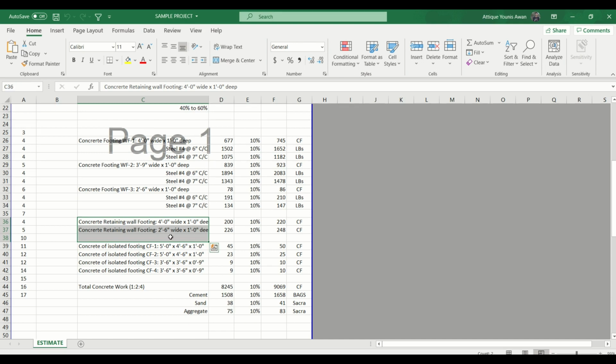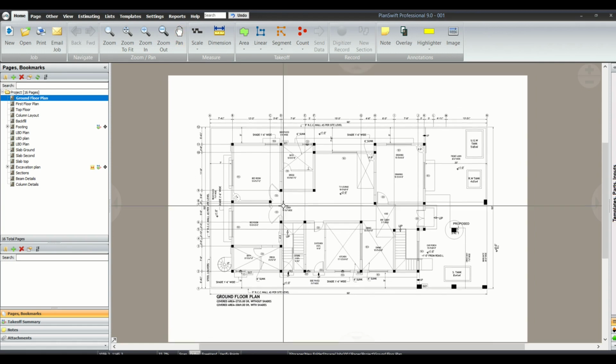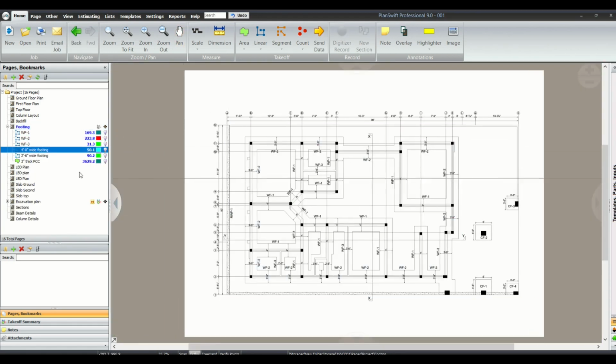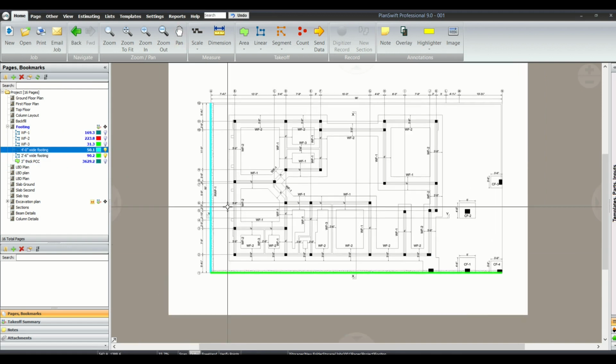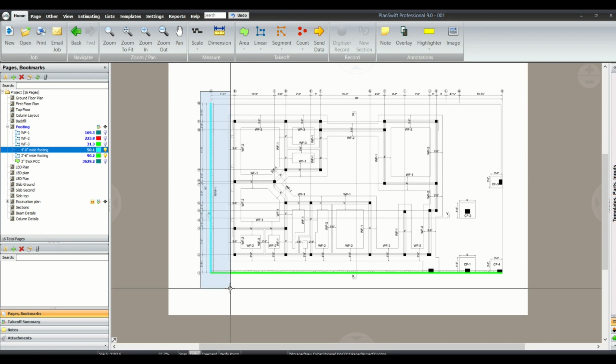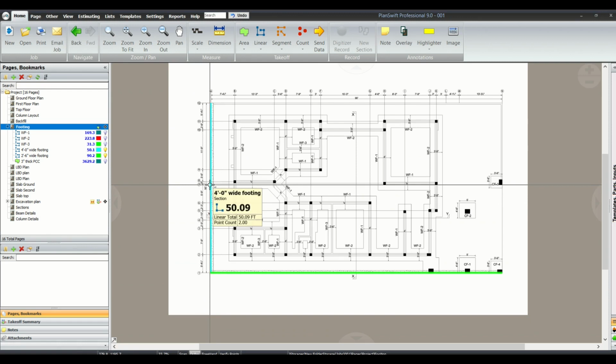And you know that we have these sets which we have uploaded in PlanSwift. Let me just close all the other markups. And yes, we have just opened the markups of only retaining wall. So we have seen that this retaining wall has a 4 feet wide footing.